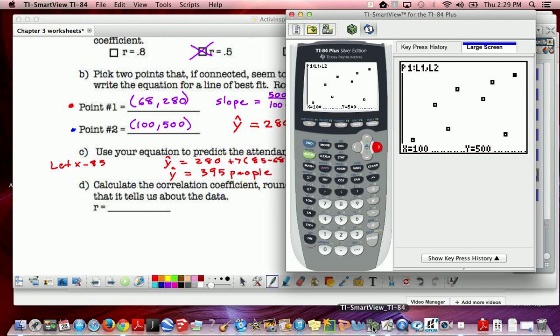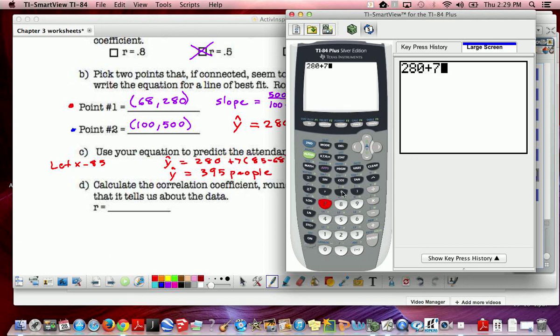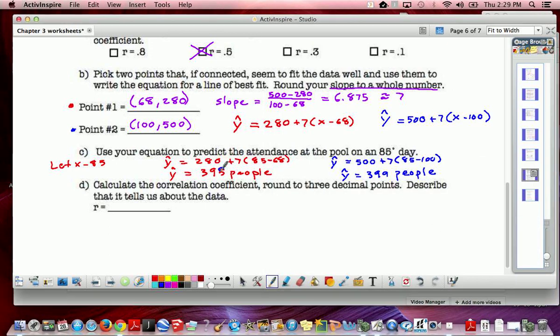So if I go 280 plus 7 times, in parentheses, 85 minus 68. Just going to double check it. 399. I did have these flipped. So this should be 399, and this answer should be 395. Glad we caught that. All right, part D says calculate the correlation coefficient, round your answer to 3 decimal places, and again, what does it describe about the data?